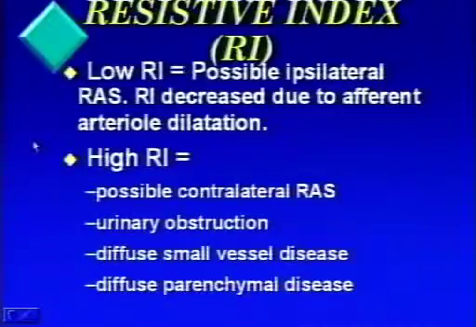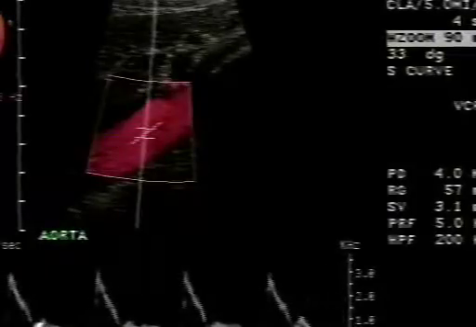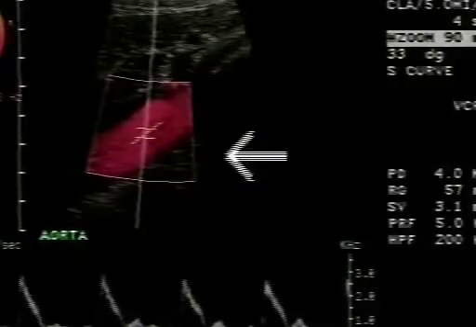Now, what I'd like to do is take just a moment here to show you a quick video before we end and just show you a normal examination. What we're showing you right here is the abdominal aorta. This is the celiac artery and the superior mesenteric artery.